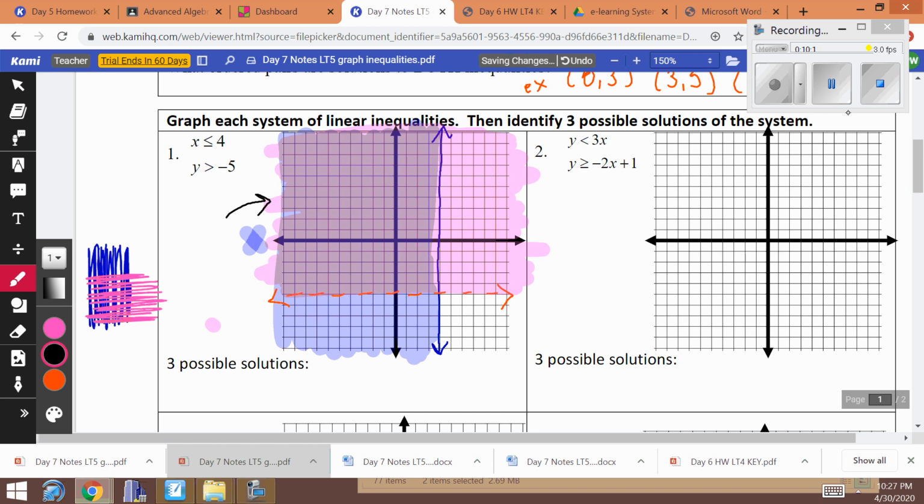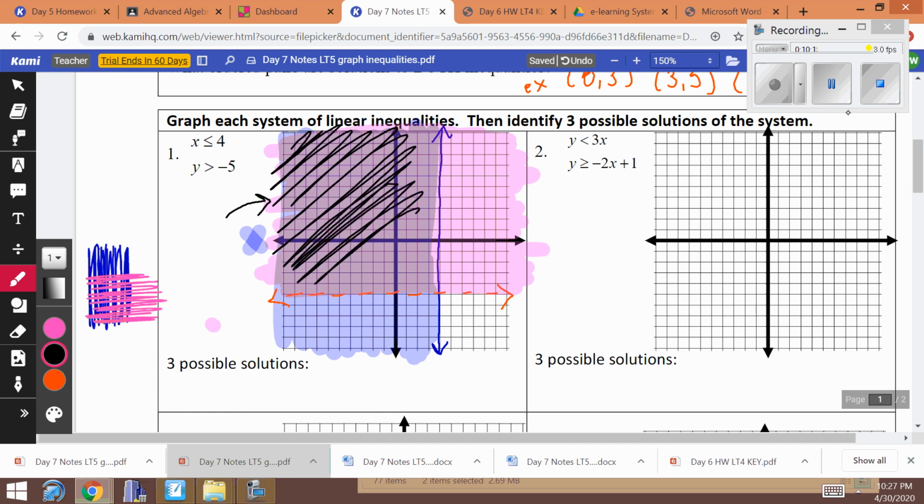So what I'd want you to do is actually shade that a little bit darker. If you want to, you can also erase the other parts that you have graphed, like this other light pink part and the other light blue part. You can actually erase those. I don't need you to. Really, I just encourage you to shade that darker. And that is where our solutions are.